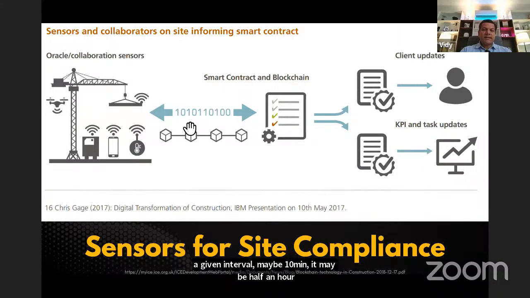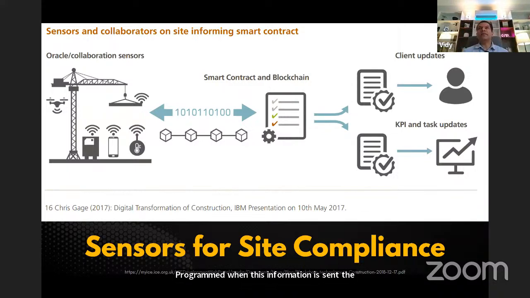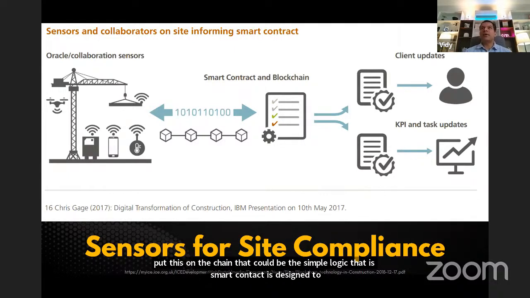When this information is sent to the blockchain, it is in fact received by a smart contract. The smart contract picks up the information and says, okay, put this on the chain. That could be the simple logic that a smart contract is designed to do. Another thing that a smart contract may be programmed to do is to check the temperature, and if the temperature is above 50 degrees, then do something else.